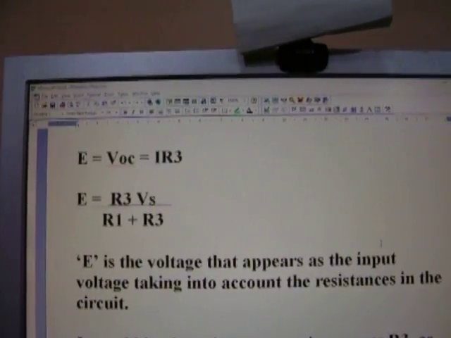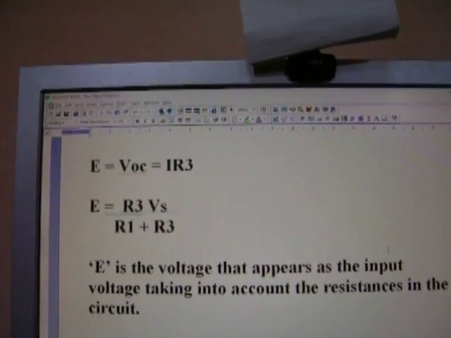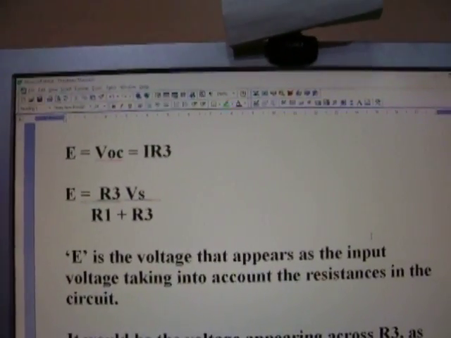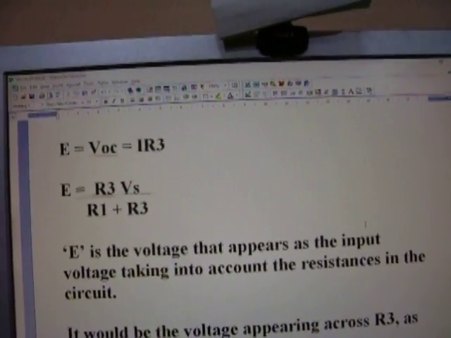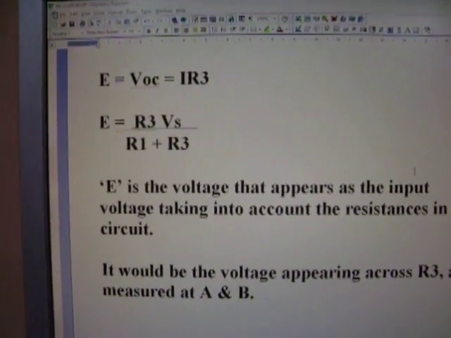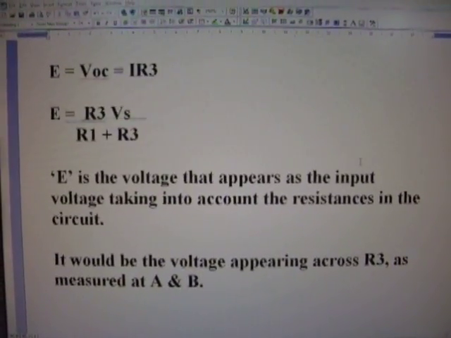E is the voltage that appears as the input voltage, taking into account the resistance in the circuit. It would be the voltage appearing across R3 as measured at A and B. Okay.